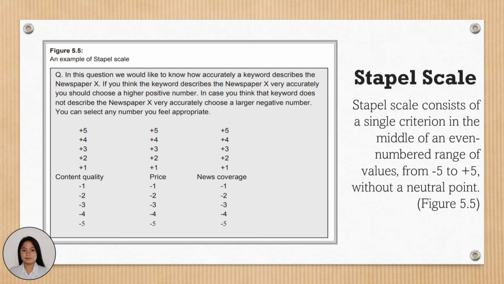Yung figure 5.5 naman yung example nitong staple scale. Para mas madaling maintindihan dahil para sa akin hindi siya madalas ginagamit at wala pa akong nasasagutan tulad ng ganitong scale. Tingnan natin yung figure 5.5 na example niya. Makikita natin na yung category ay nasa gitna tas may -5 up to +5. At tulad nga ng napansin ko, itong staple scale ay hindi ganong ginagamit sa field ng marketing research, sa pag-aakalang mahihirapan at malilito agad yung mga respondents at may possibility din na makapag-provide sila ng biased response.